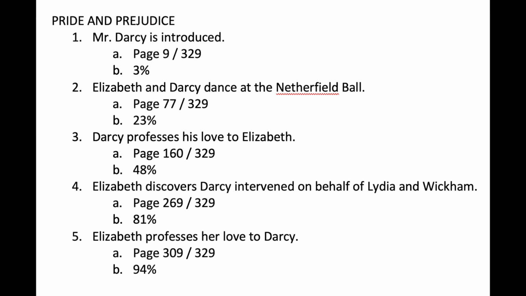At the 81% mark, that's when Elizabeth discovers that Mr. Darcy intervened on behalf of Lydia and Wickham. This is pretty impacting because this is the moment that she realizes that she was wrong. And then we go into the very end of the novel. At the 94% mark, once again about 5% left in the book, Elizabeth professes her love to Darcy and they decide to be together. Now that wraps up Pride and Prejudice pretty well.